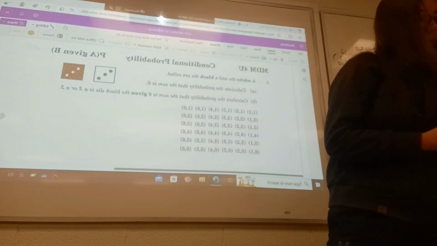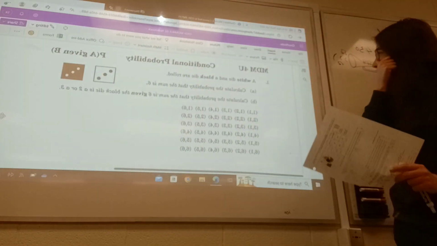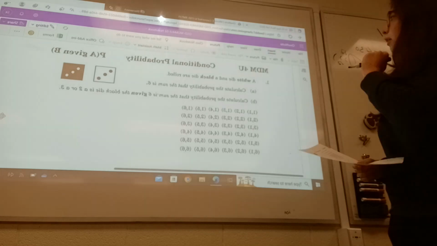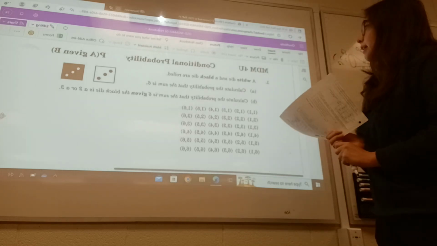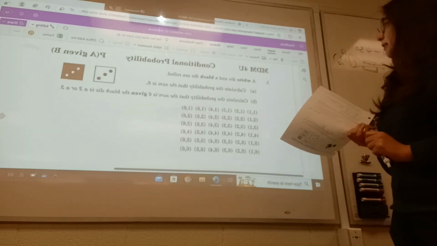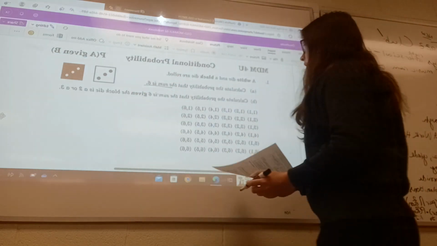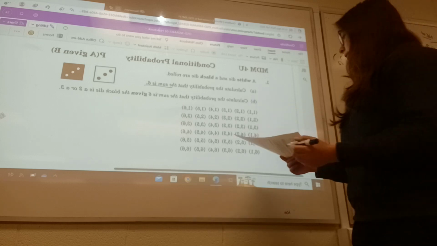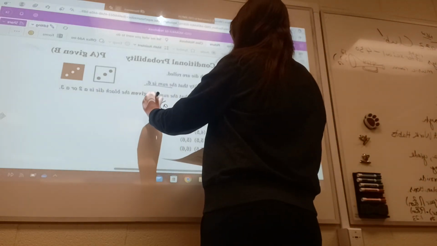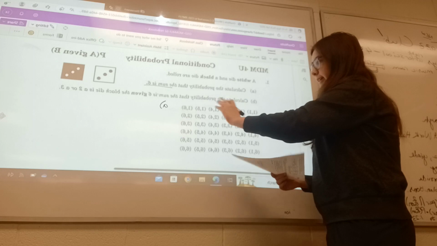Okay, so conditional probability. So we start off with an example. A white die and a black die are rolled. A, calculate the probability that the sum is 6. Okay, so we can do that. Make sure you're writing this down because I'm going to erase it, okay?